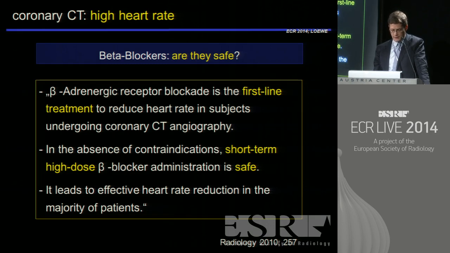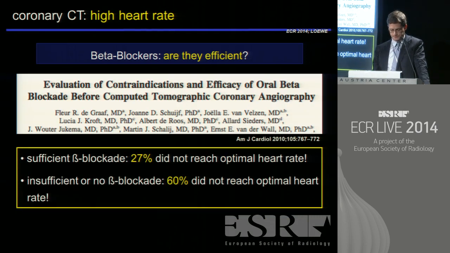It's a very, very safe, very, very well-established treatment to reduce the heart rate and to optimize the situation for the coronary CT, and it should be used in a really excessive way to optimize the image quality. A very interesting paper published a couple of years ago has shown that a lot of patients receive beta blockers, but there is a huge number of patients receiving insufficient beta blockade, since some radiologists are really afraid to give drugs to the patient. They prefer just to look at images.